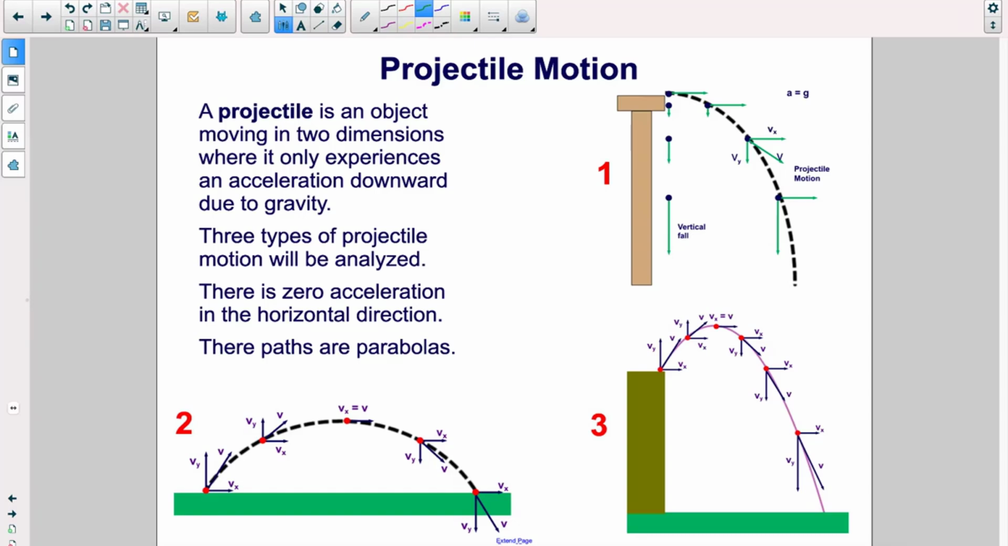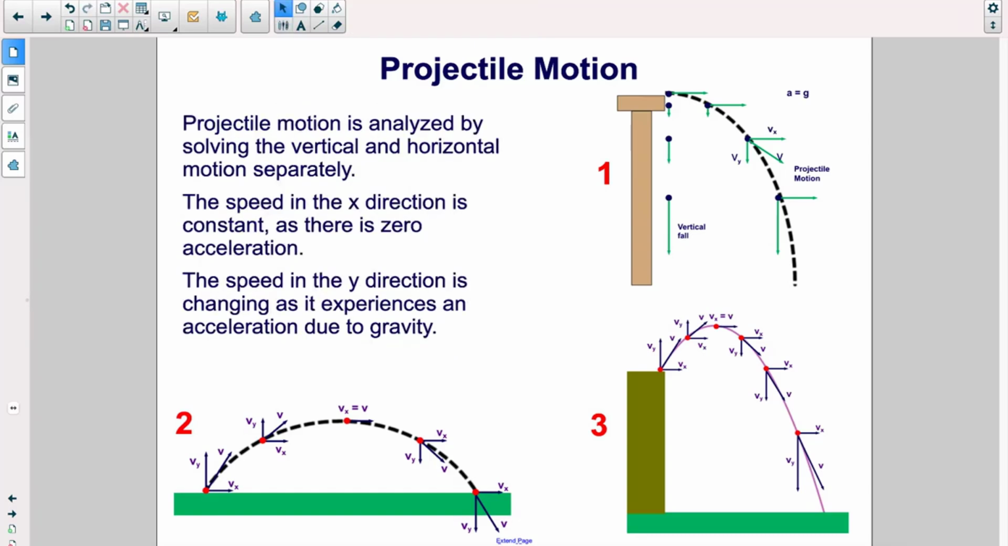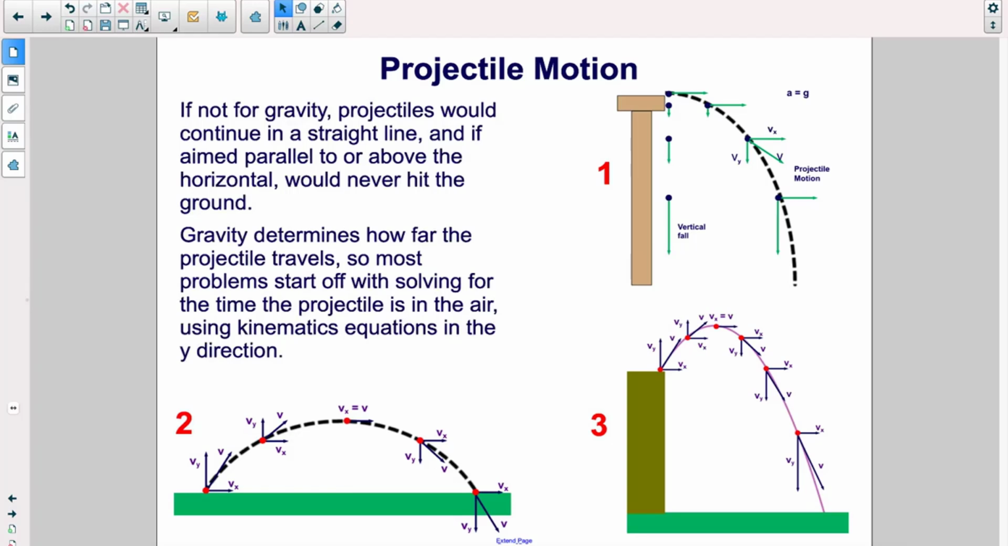There is 0 acceleration in the horizontal direction in any of these cases, and their paths are parabolas. Projectile motion is analyzed by solving the vertical and horizontal motions separately. The speed in the x direction is constant, as there's 0 acceleration. The speed in the y direction is changing as it experiences an acceleration due to gravity. If not for gravity, projectiles would continue in a straight line, and if aimed parallel to or above the horizontal, would never hit the ground.